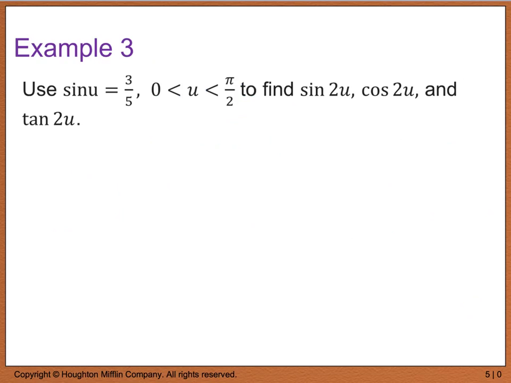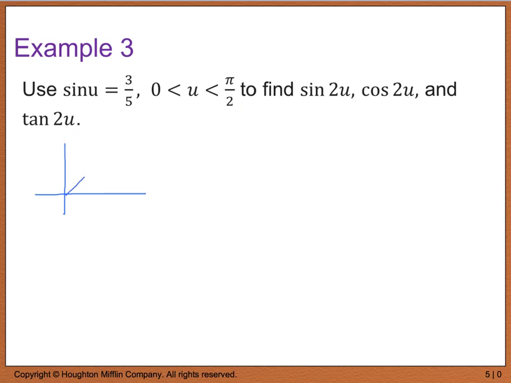For example 3, we're going to use that the sine of u is equal to 3/5. And based upon that, we want to find, and we're looking at the domain from 0 to pi over 2, the sine of 2u, cosine of 2u, and the tangent of 2u. Now, if we sketch this, we know that we're in the first quadrant because we have a positive 3/5. And we are given this domain right here. So we're going from 0 to pi over 2.